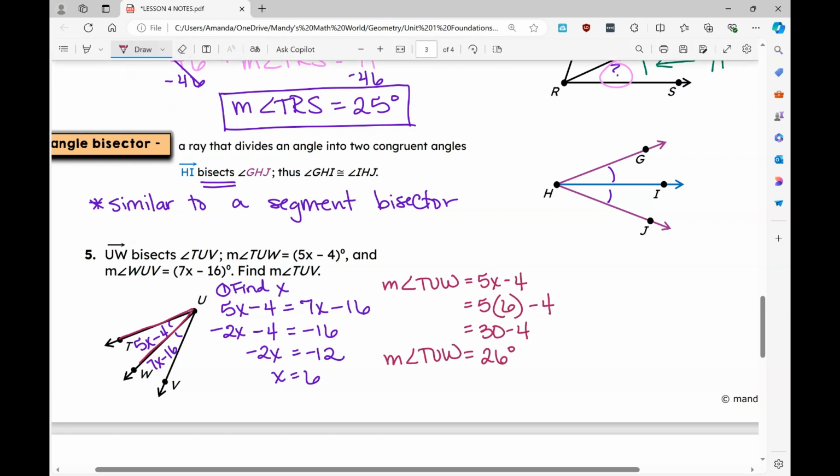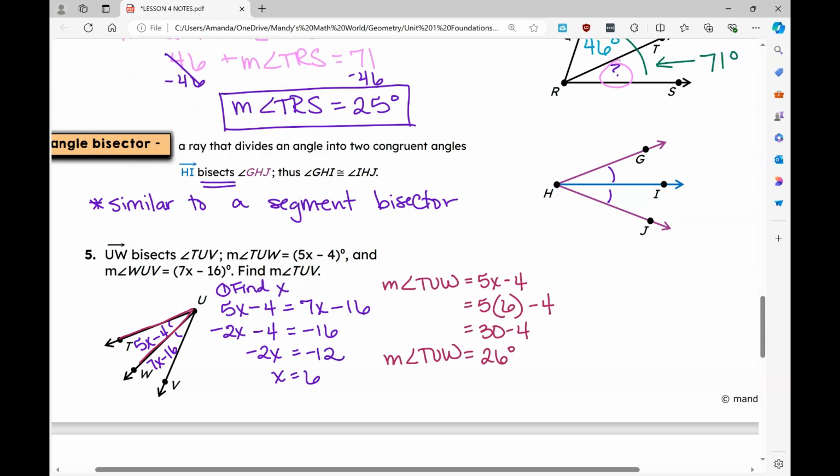Okay, am I done? I'm not. The problem says to find the measure of angle TUV. Well, I know that if this is 26 degrees, this is also 26 degrees because those angle measures are equal to each other. So the measure of angle TUV is going to be 2 times 26, or 26 plus 26. The measure of angle TUV is going to be 52 degrees, and that's my answer.